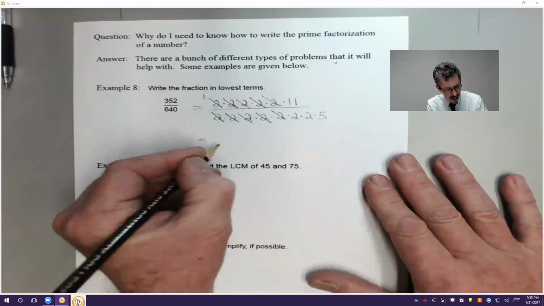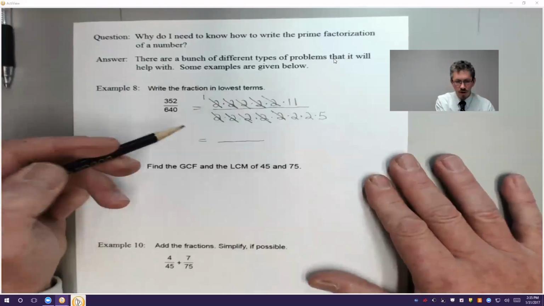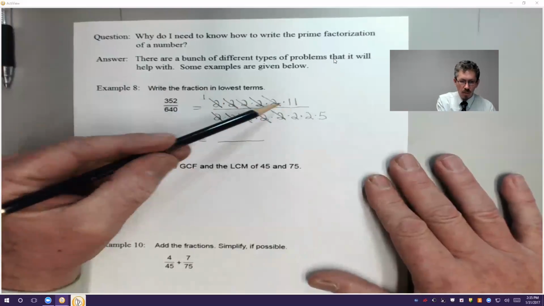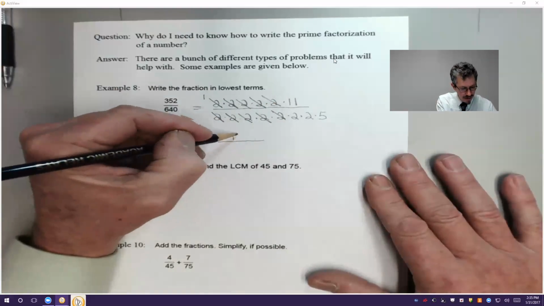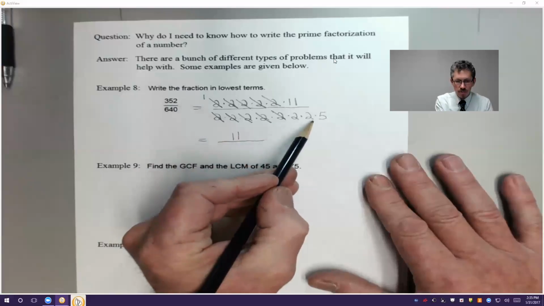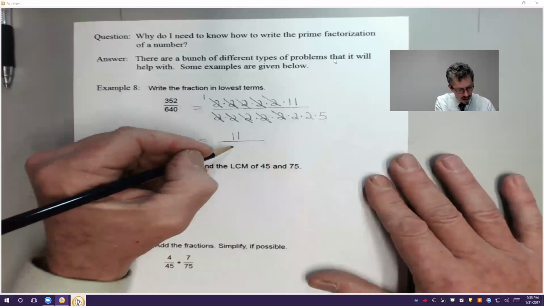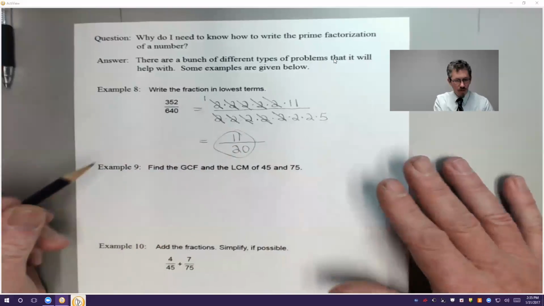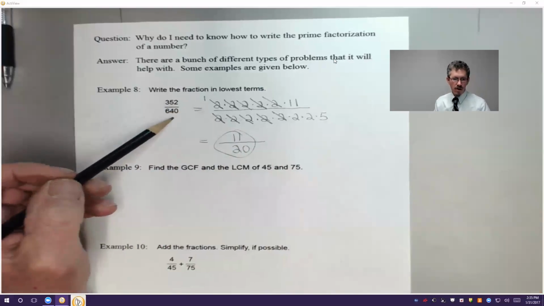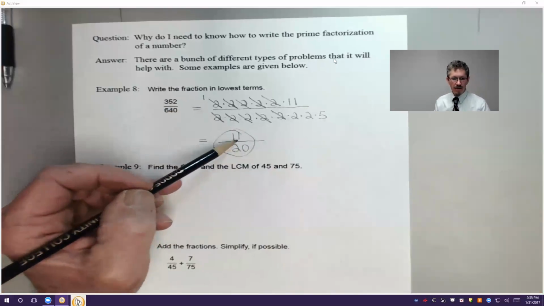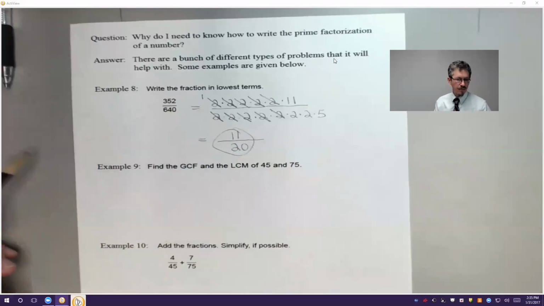All I have to do now is to multiply everything back out. Well, I have a whole bunch of 1's times 11, which is 11. And 2 times 2 is 4 times 5 is 20. So 352 over 640 is equal to 11 over 20 in simplified form.